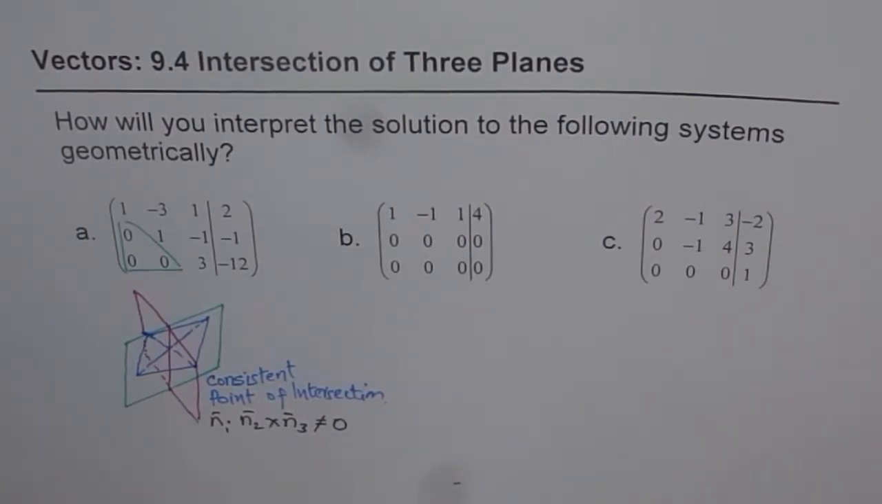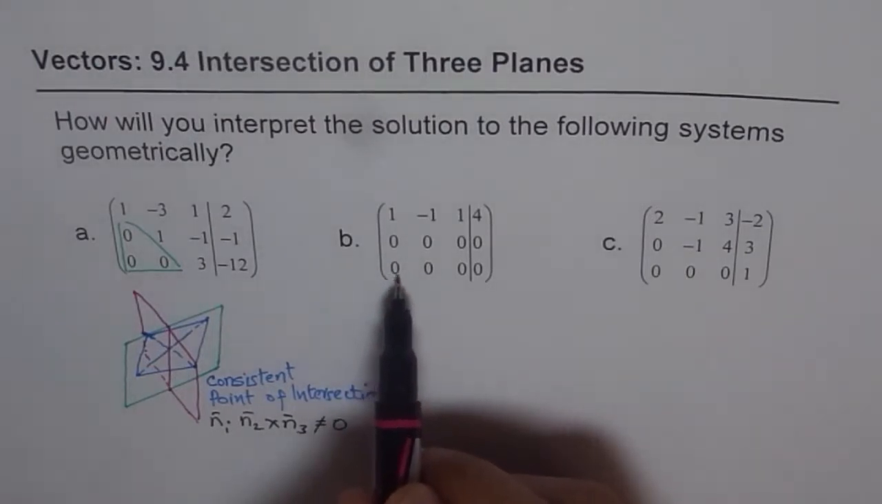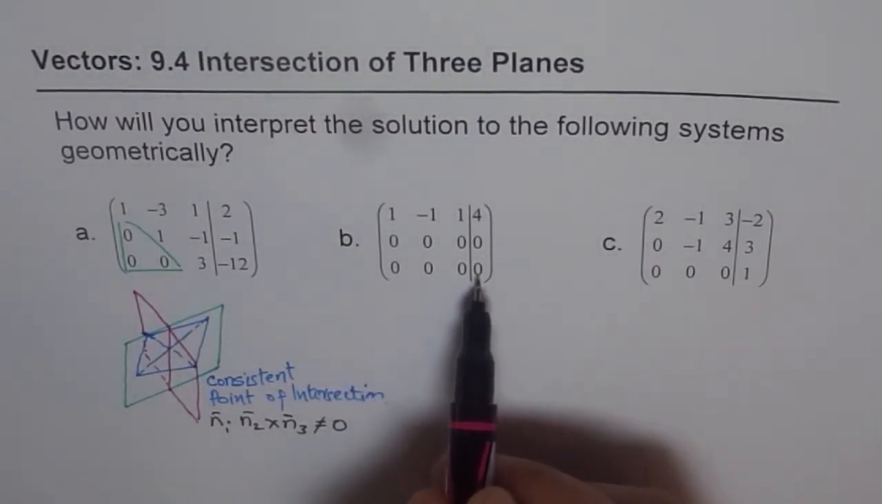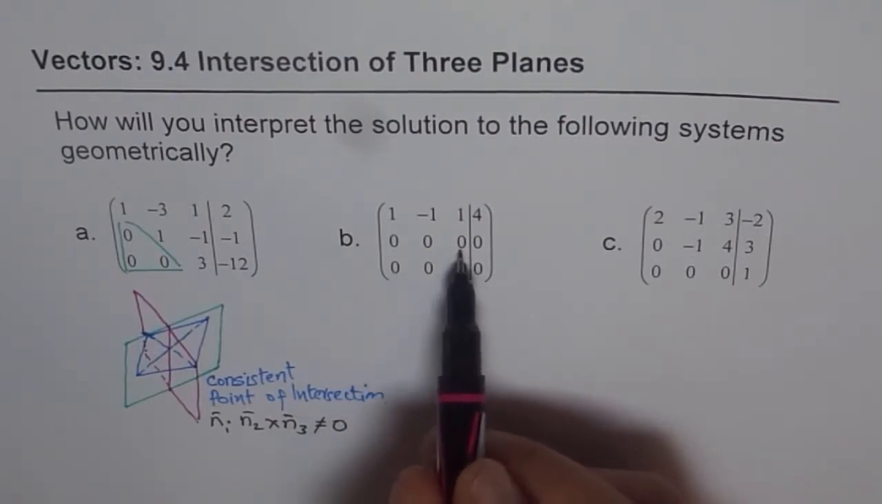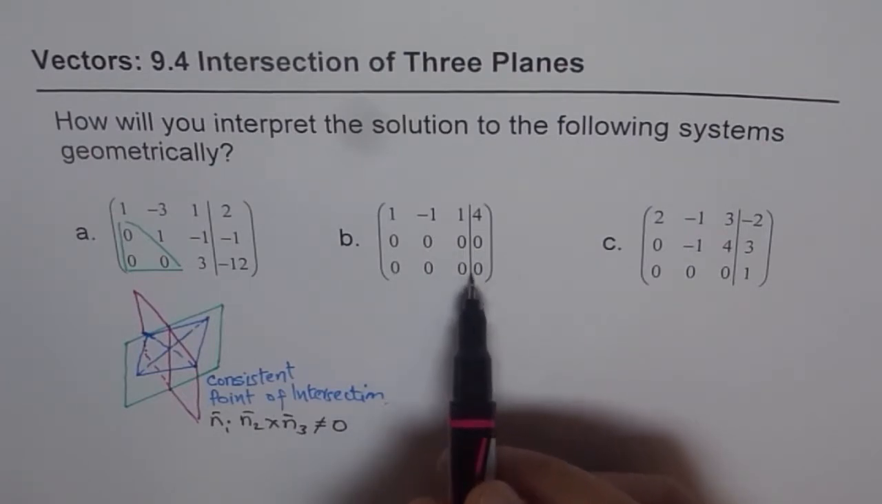Now let's take the second example. Here the last row indicates that 0 equals 0 is perfectly fine. That gives rise to one parameter. The next row is also 0 equals 0. That means another parameter. So the object has two parameters, so the object has to be a plane. So it's a defined plane for us, right?